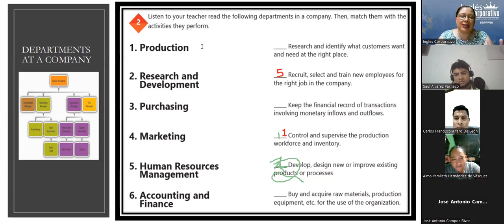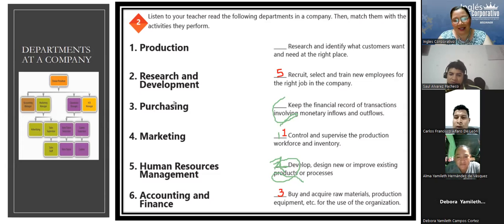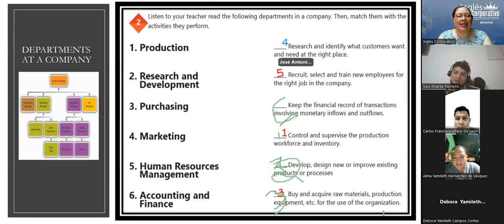Purchasing, the purchasing department, number three. Yes, teacher. Number three is the final option. Buy and acquire raw materials, production equipment, etc. For the use of the organization. Okay, in this case it's organization.